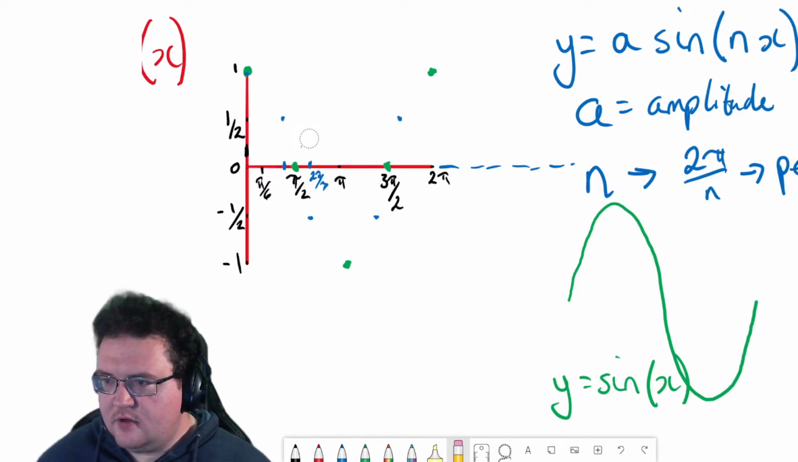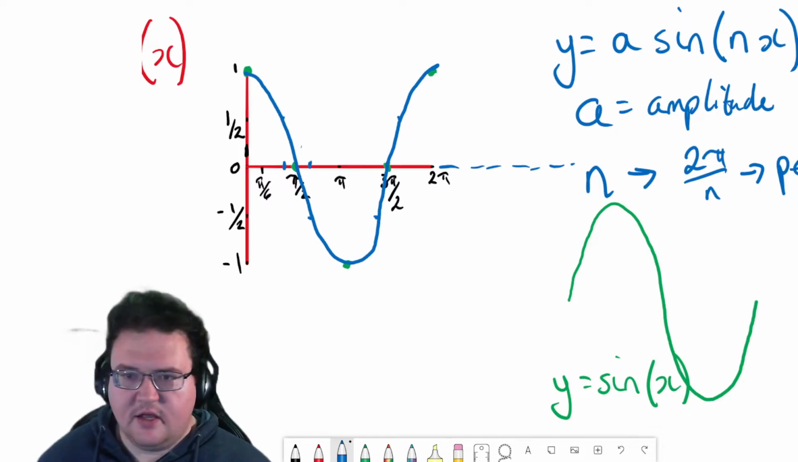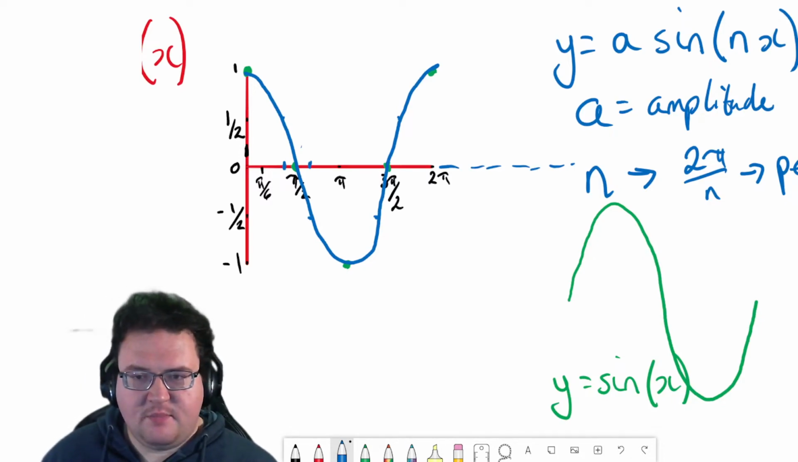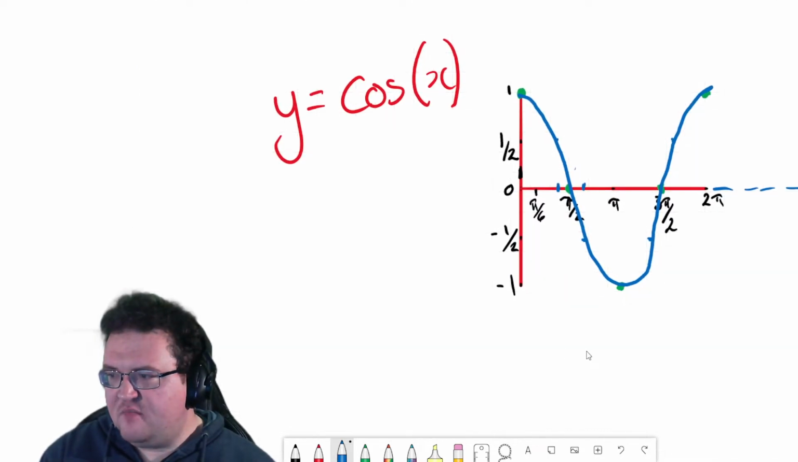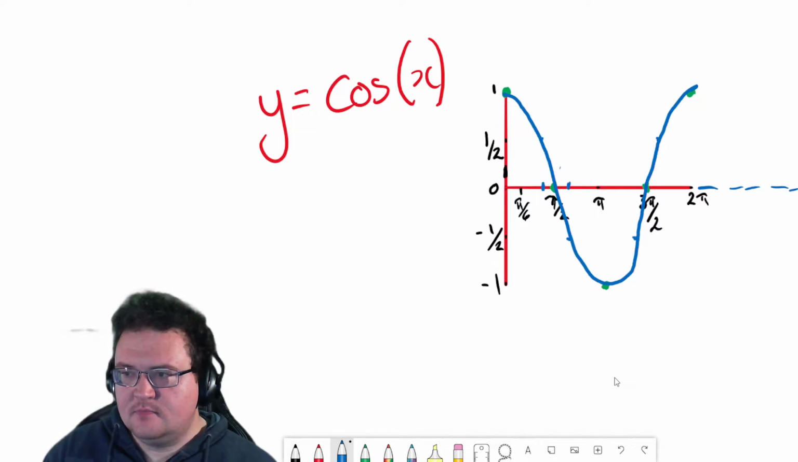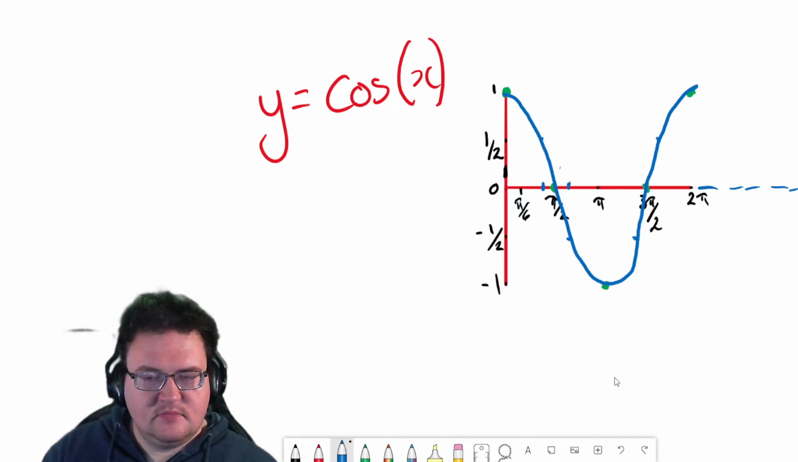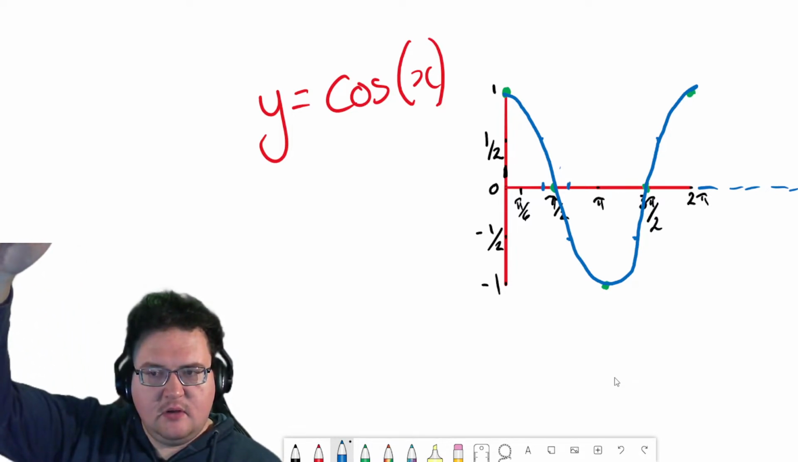I'll get rid of those so I don't confuse myself. And I will now connect the dots like that. A little bit wonky, but you know, with practice. With a bit of practice, here we go. Cos of x. It's the same shape as sine of x, except it starts at the top and ends at the top.